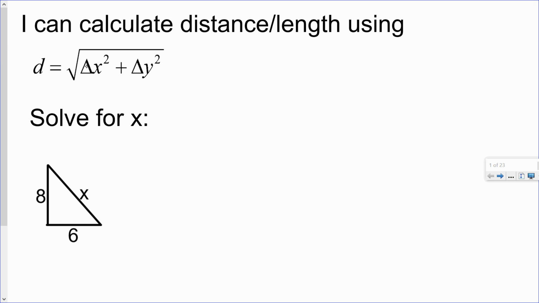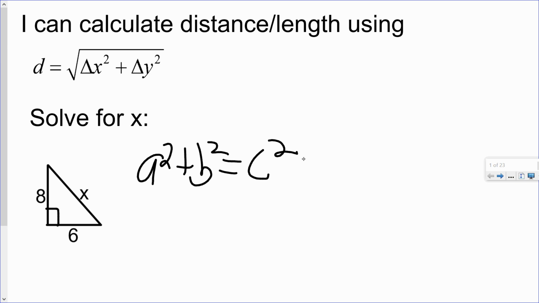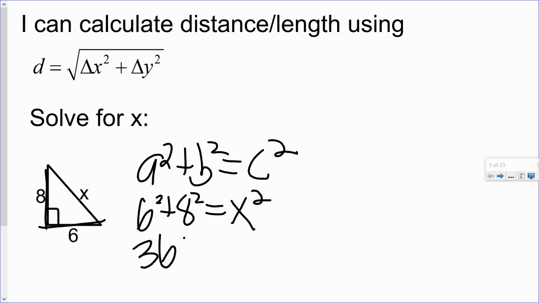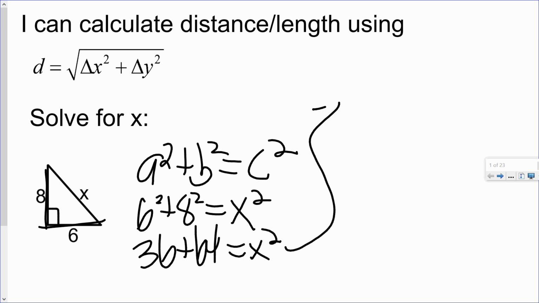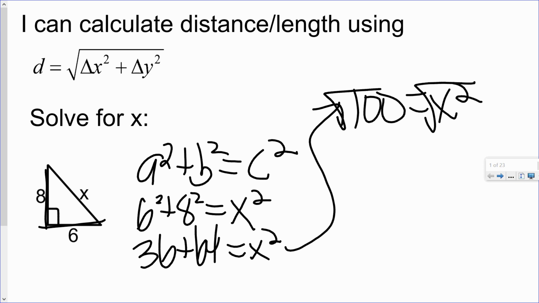So to solve this problem right here, I have a right triangle, I have two sides, I want to find the third. So I do Pythagorean Theorem. A squared plus b squared equals c squared, where a and b are the legs, which in this case are 6 and 8. C is the hypotenuse, that's x. 6 squared is 36, 8 squared is 64. To get rid of the squared, I do the square root, and I would get x equals 10.